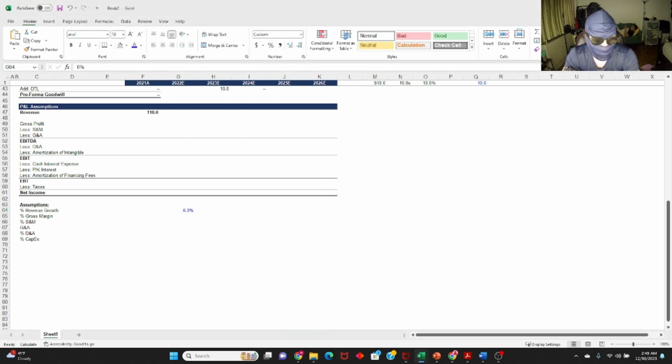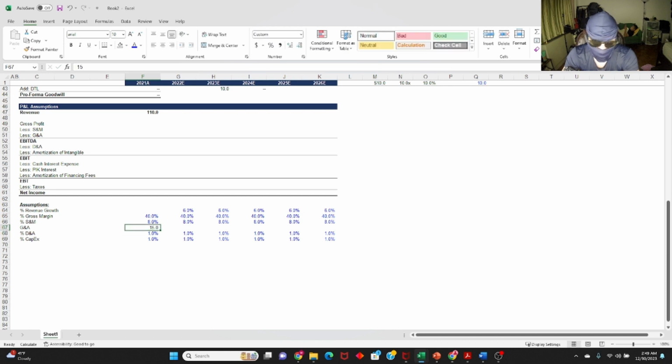Make this blue for hard code. And we're just going to drag this across because it's consistently growing at 6% per year. And then for your gross margins, you have 40%, which stays flat through the projection period. Same with your S&M. And then your D&A and CapEx are both at 1%. So I'm going to do that.